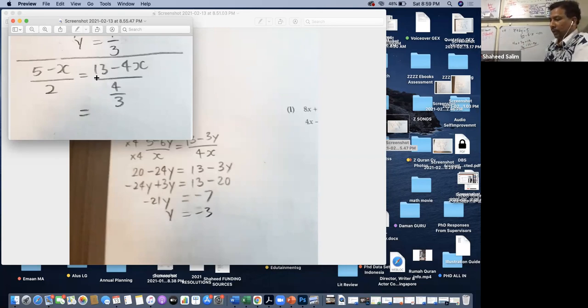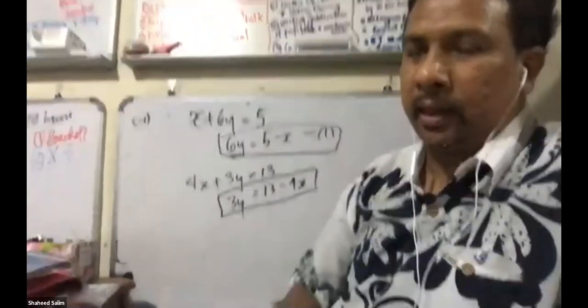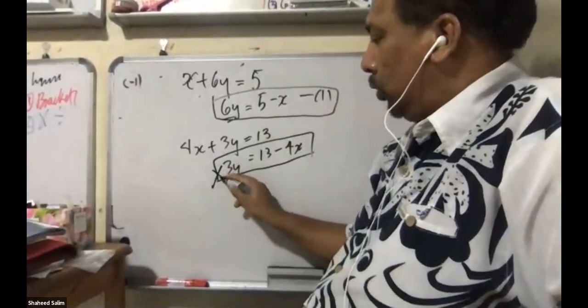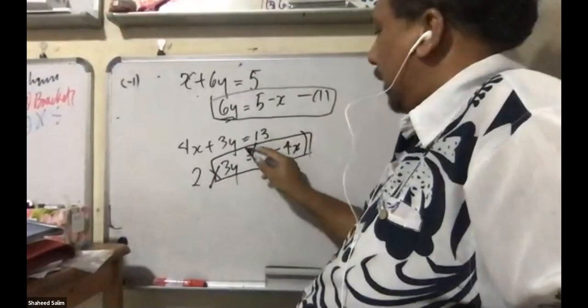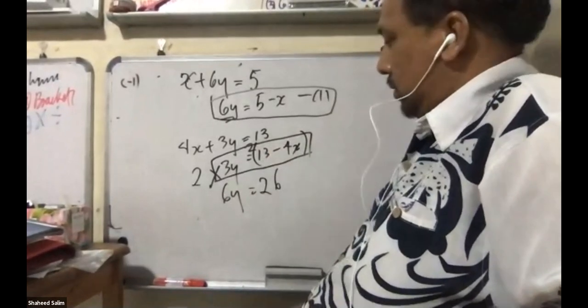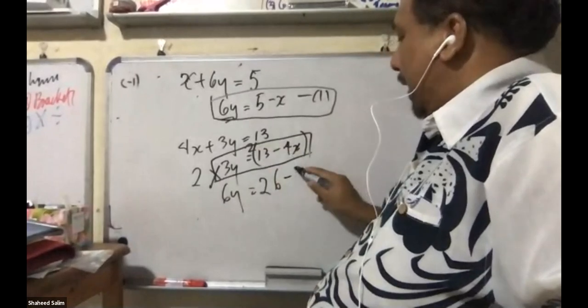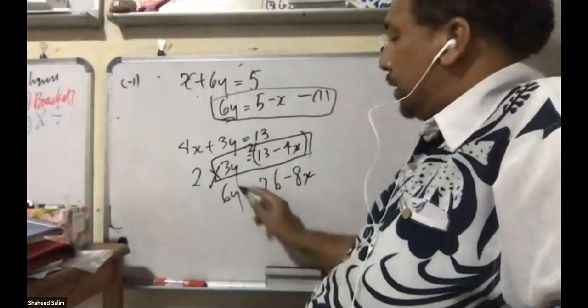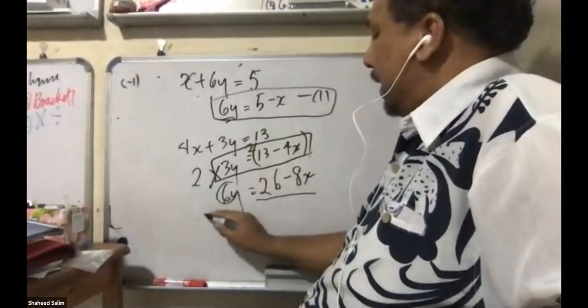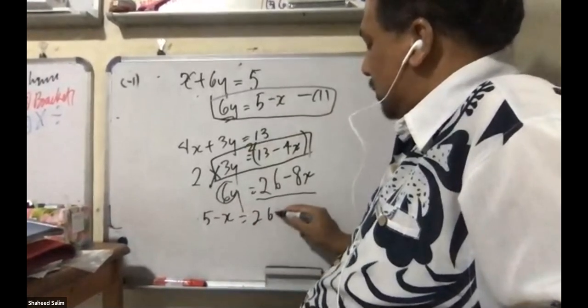Okay, so now let us look at your other thing. This 4 over 3. Okay, let us be clear. You can clearly see this particular thing here. This is not 6y. You got to times this by 2. Then it becomes 6y. So I need to times this whole thing by 2. So you get 6y equals to 2 times 13, 26, minus 2 times 4x, minus 8x. Now 6y equals to this. Now you can say 5 minus x is equals to 26 minus 8x.